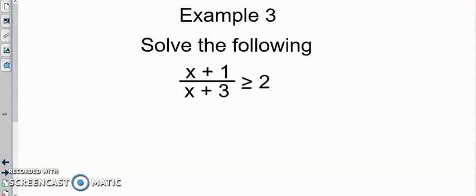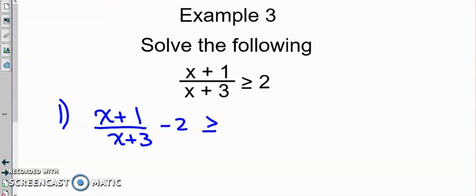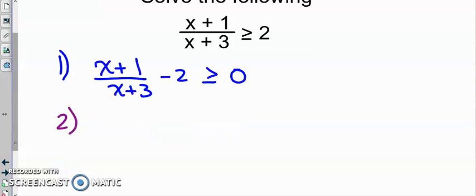So again, the first step is to get everything to one side. So we're subtracting 2 from both sides. All right. Now, after we do that, step 2 says to go ahead and solve this out. In other words, the only way to solve out a fraction and actual whole numbers is to get it to have a common denominator.